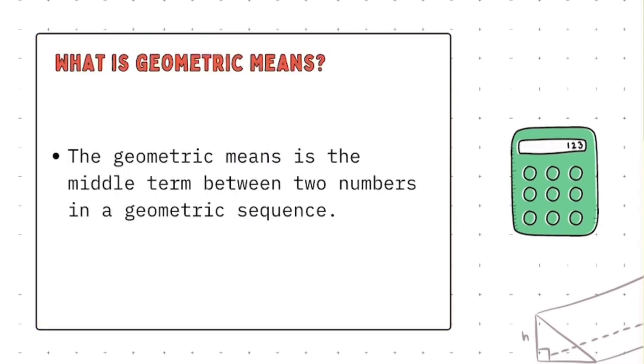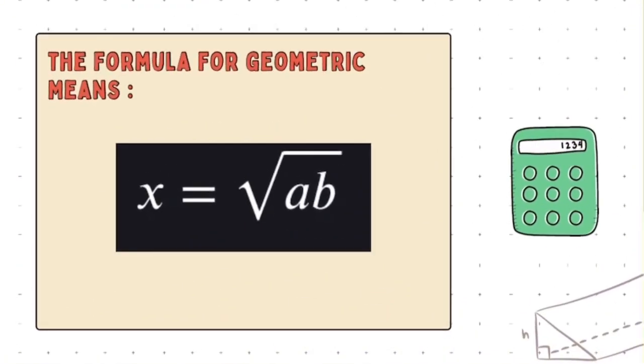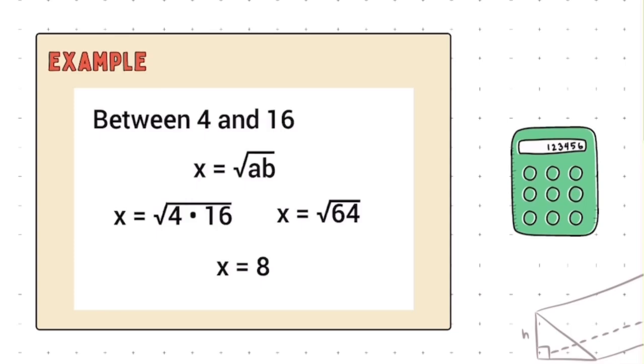The geometric mean is the middle term between two numbers in a geometric sequence. The formula is x equals the square root of a multiplied by b. Example 1. Between 4 and 16. Multiply 4 times 16 equals 64. The square root of 64 is 8. So, the geometric mean is 8.